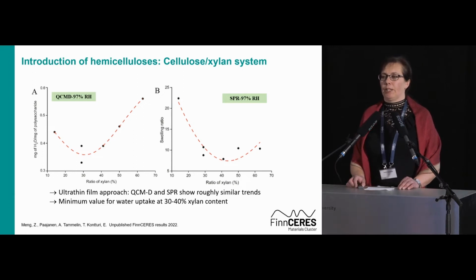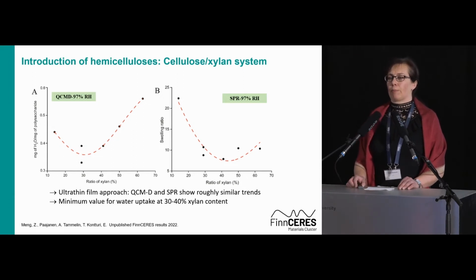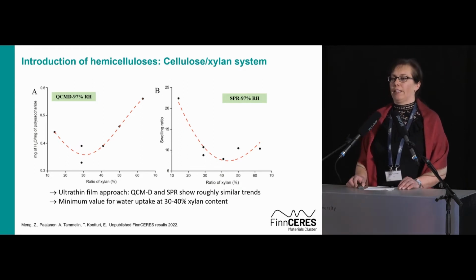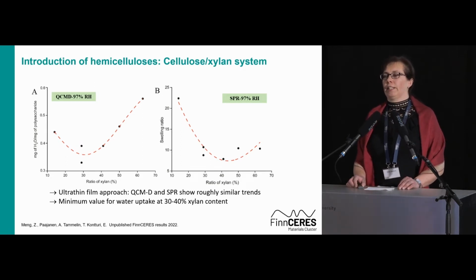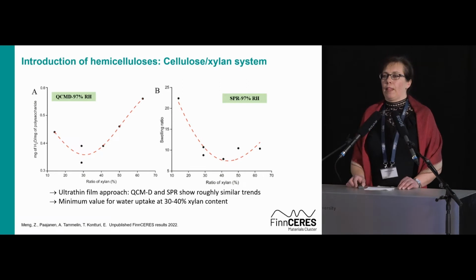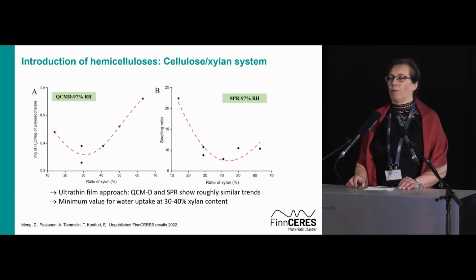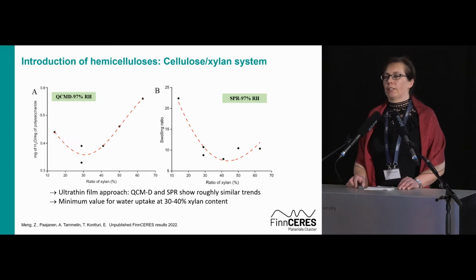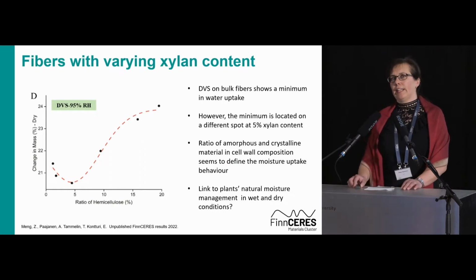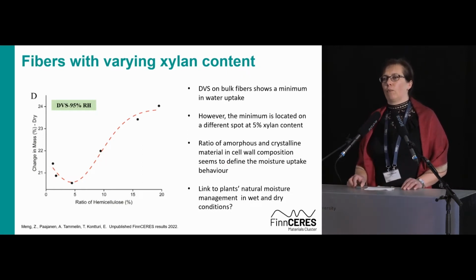by QCMD and SPR. And with this ultra-thin film approach, it was noticed that there is a minimum value for water uptake, which is not a result as expected. You would probably expect that by increasing the ratio of amorphous hemicellulose, you increase the water uptake of the material. But there is this minimum value detected. And this very same trend was also noticed with fibers, with a bulk method, looking at the dynamic vapor sorption.